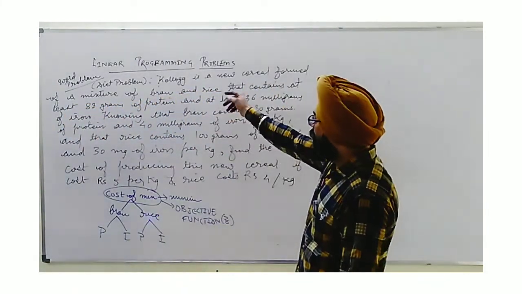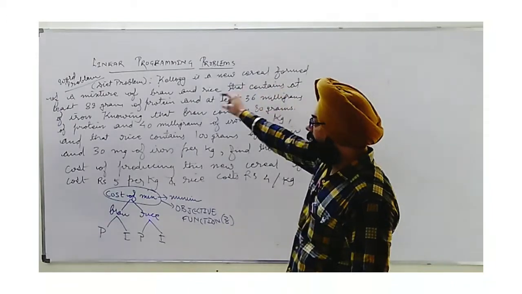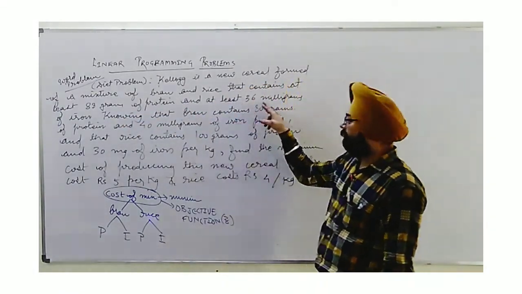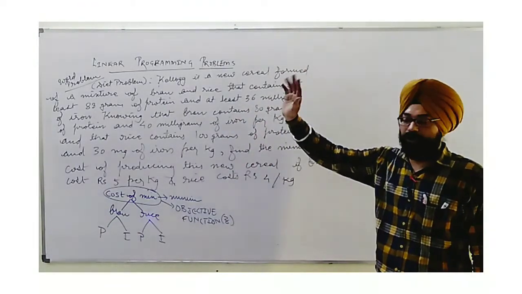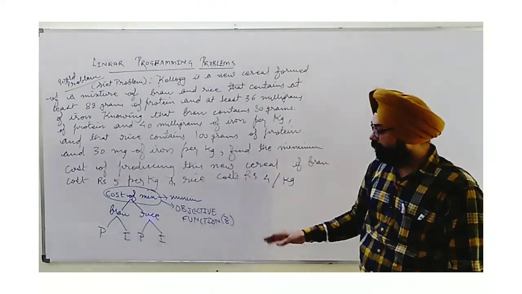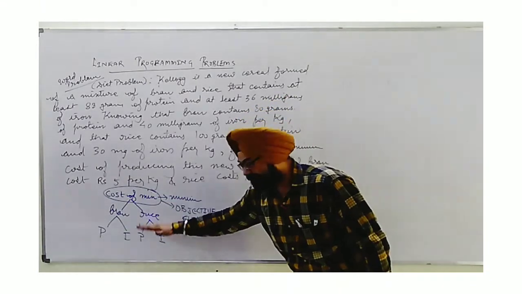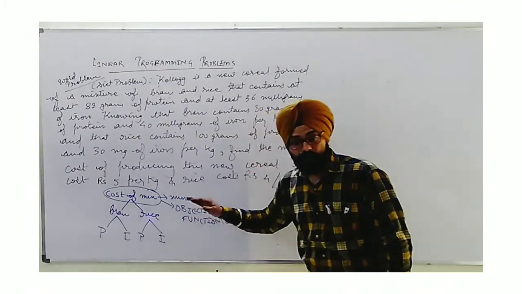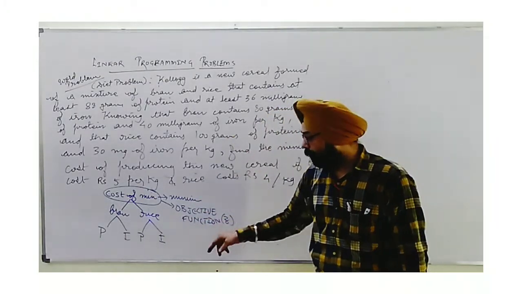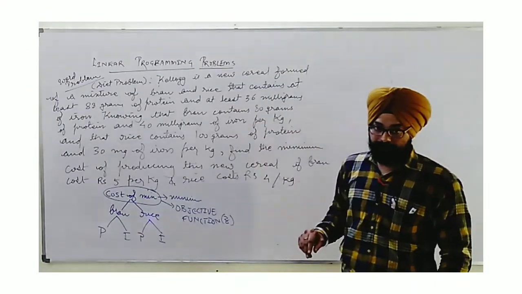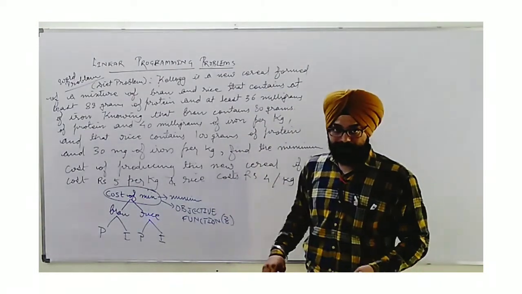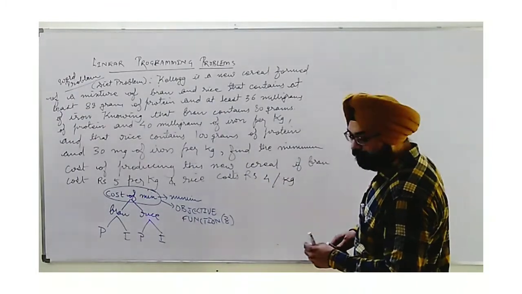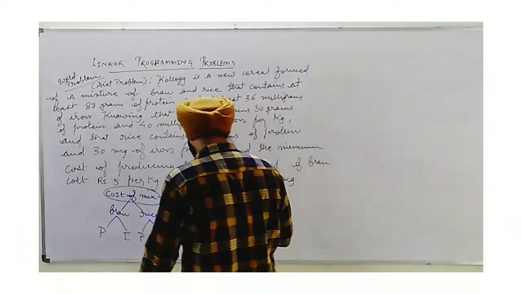we can see here. A mixture of bran and rice that contains at least 88 grams of protein and at least 36 milligrams of iron. For sure, all the constraints, the inequalities, will be formed by protein and iron only. But this is not enough. This was a tree diagram to explain what we have to do. We have to draw a table, again a rough table, to understand it better.